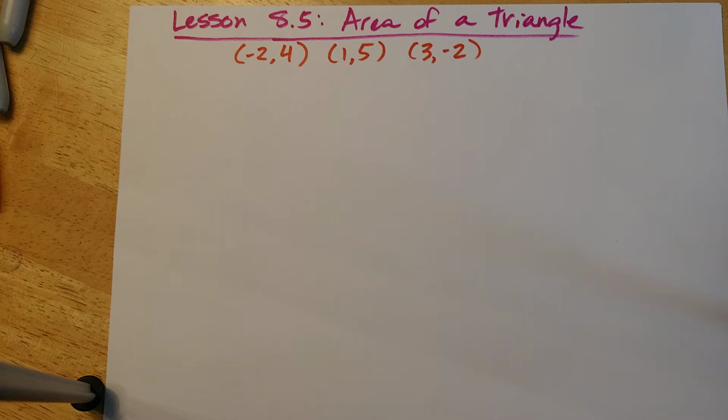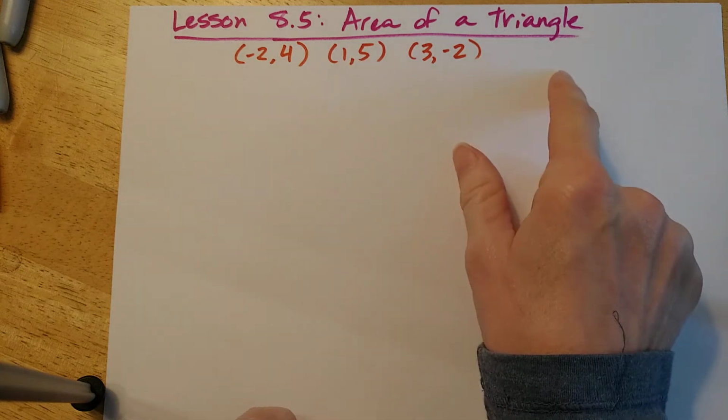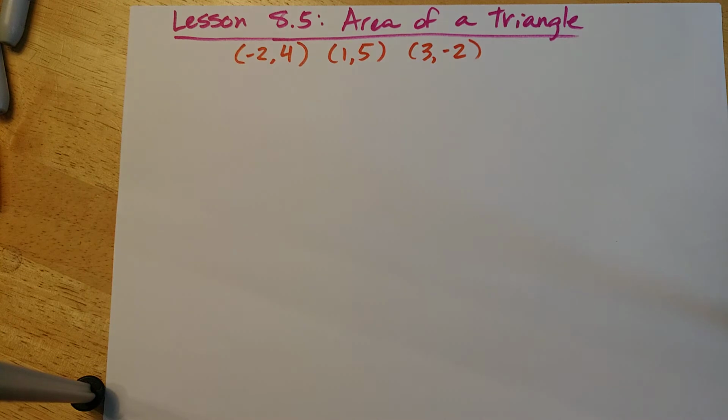Today we're going to talk about lesson 8.5, area of a triangle. So you went over Cramer's rule and how to find the determinants and all that stuff. Now with the triangle, it's a little bit different, but it's pretty cool because we're using matrices for everything. What? Find the area of a triangle? That's amazing. So yeah, let's get to it.